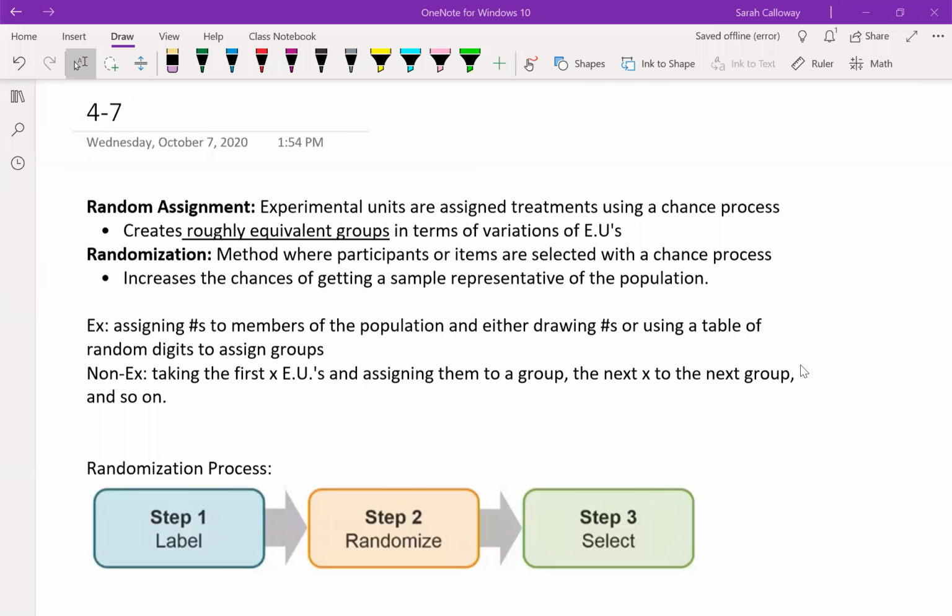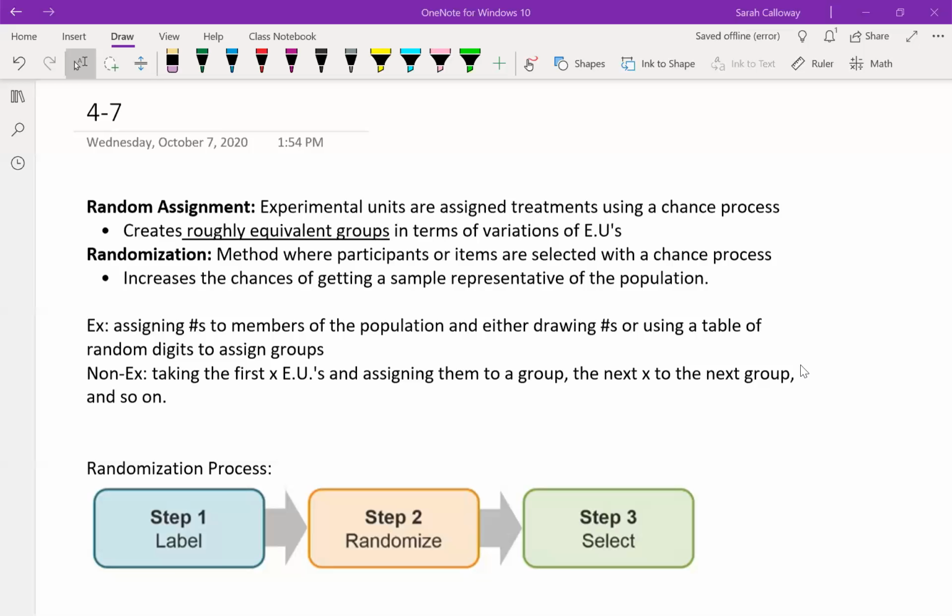This video is going to cover section 4.7, which is titled How to Experiment Well. In the previous lesson, they talked about the 4 components to a well-designed experiment: comparison, control, random assignment, and replication. That lesson focused on the random assignment portion. It was pretty short in terms of content. They just gave a lot of examples, which is what this will look like too.